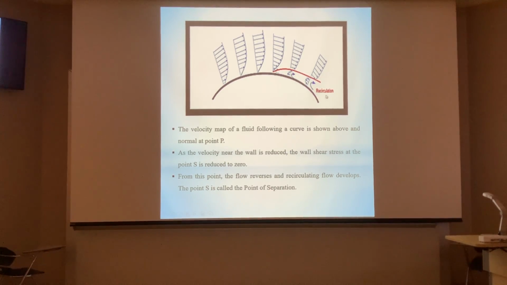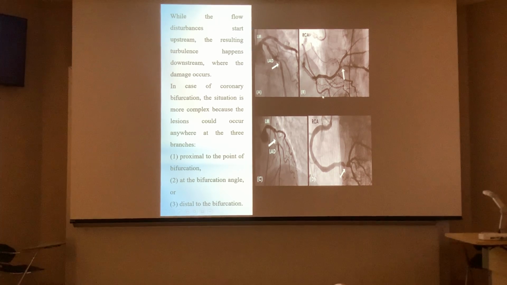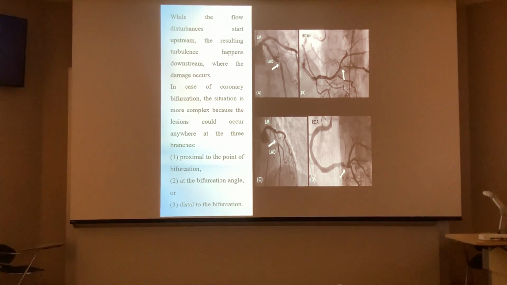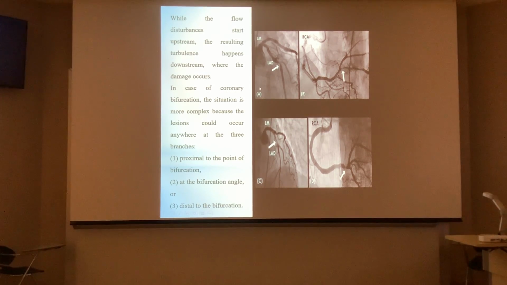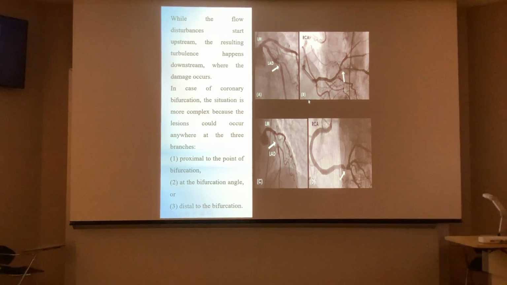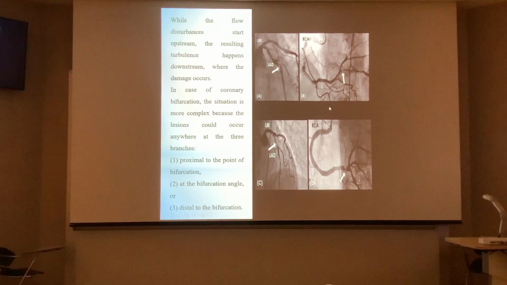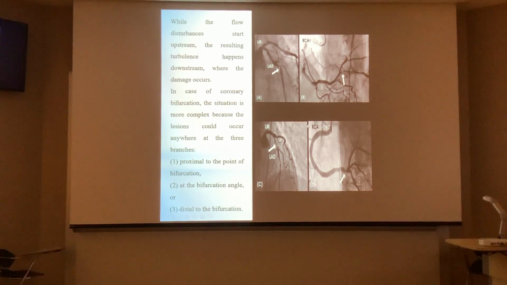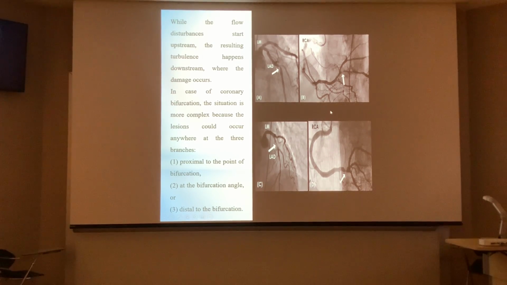The turbulent flow should occur at that side. It's the side where the turbulent blood flow will be formed, at the start of the upstream, and the resulting turbulent flow happens downstream. This can also occur in many cases of coronary bifurcation. The situation is more complex because the lesions can occur at many branches: at the proximal of the point of bifurcation, at the bifurcation angle, and distal to the bifurcation.